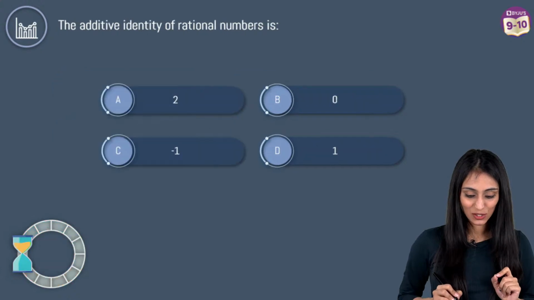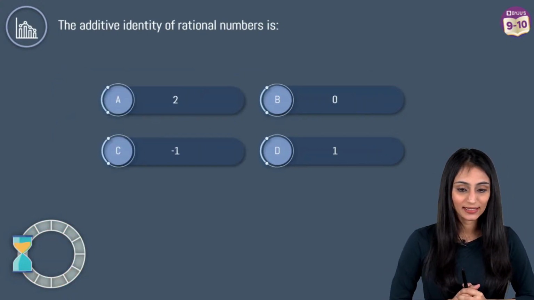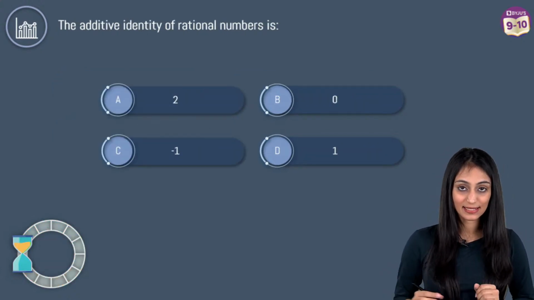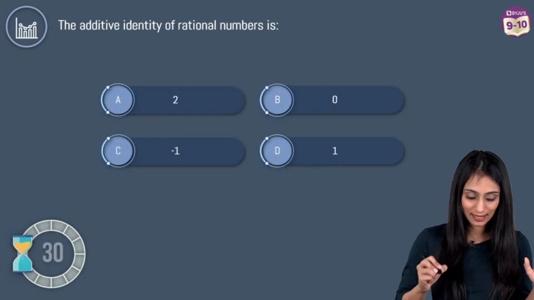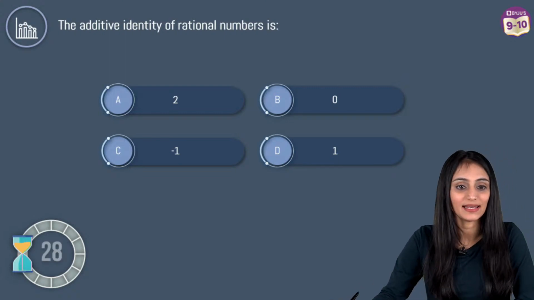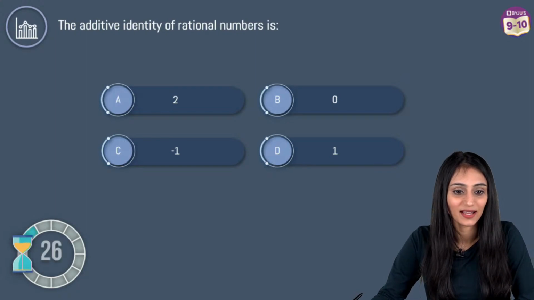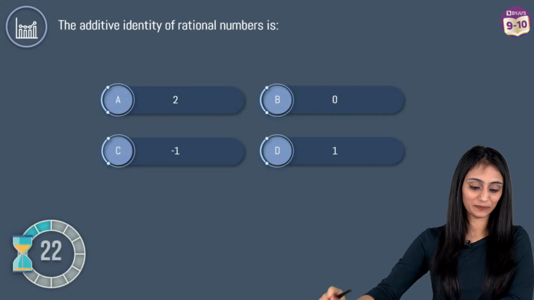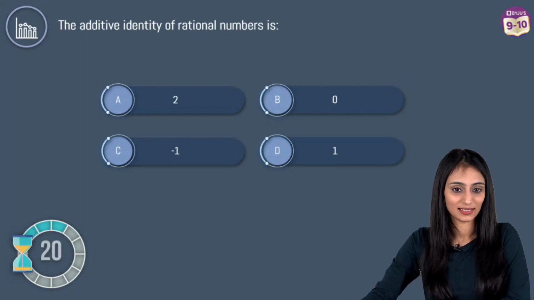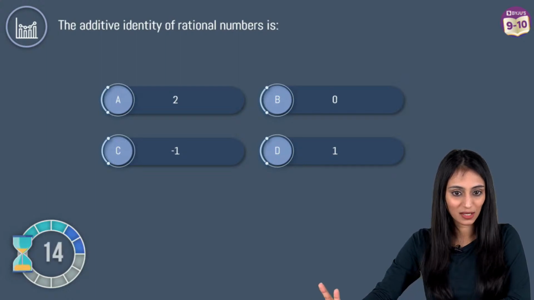Let's take a look at the next question now. The additive identity of rational numbers is... So four options you can see and 30 seconds will be given. Let's start the timer. I think I can still see the answer to the previous question. Quickly. Is it for the new question or the previous one? C, B, mixed answers I can see. Some are saying B, some are saying C.